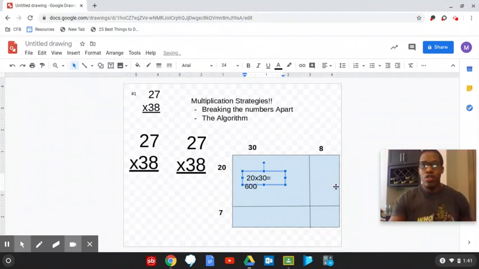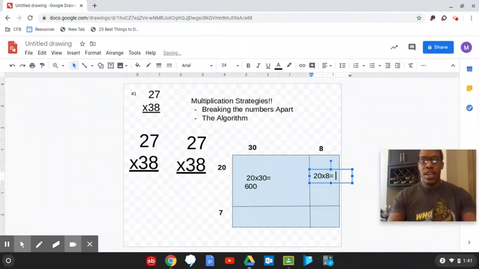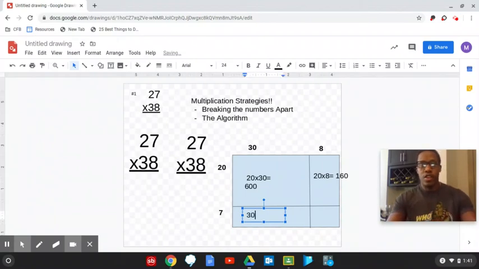Good. Who can tell me what equation goes inside this box? My second box. If you said 20 times 8, you are 100% correct. What about my third quadrant? Who can tell me what equation will go inside there? Perfect. 30 times 7 equals 210.